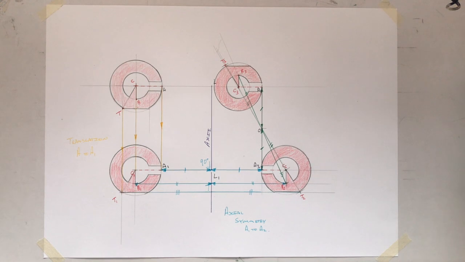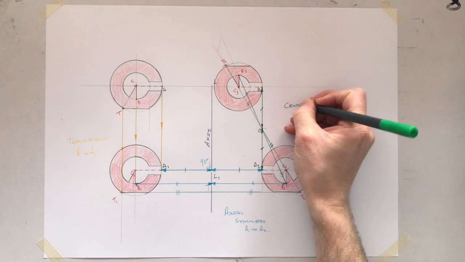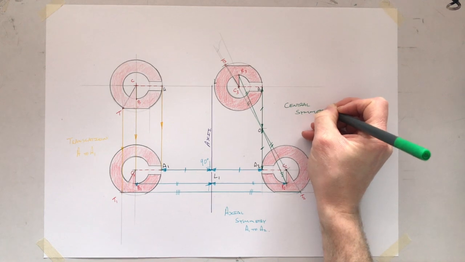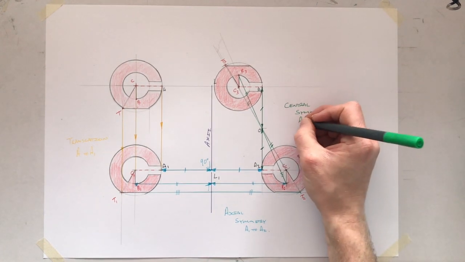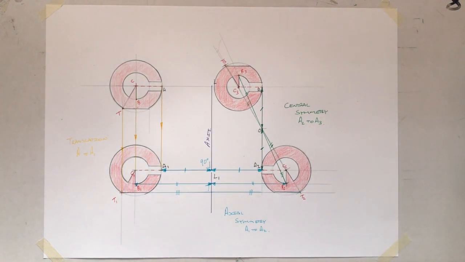And again, that is our question pretty much done. So what have we just done there? We have done a central symmetry. And where did we go? We went from A2 to A3. And at that stage, folks, that is your question fully complete.